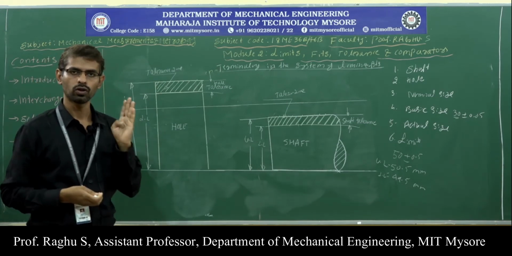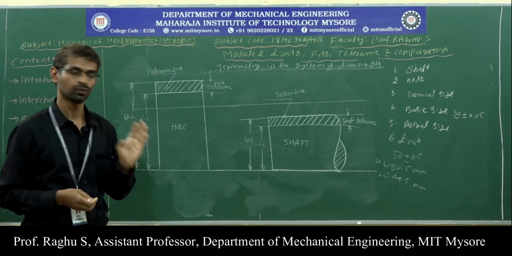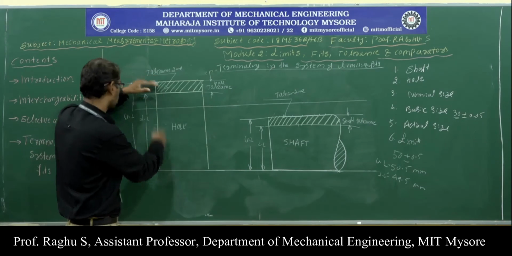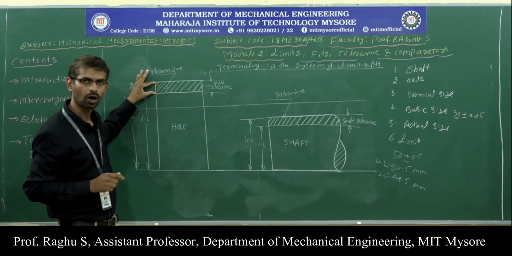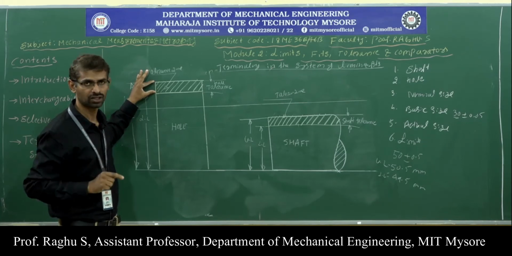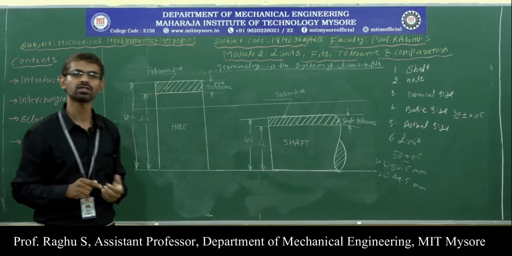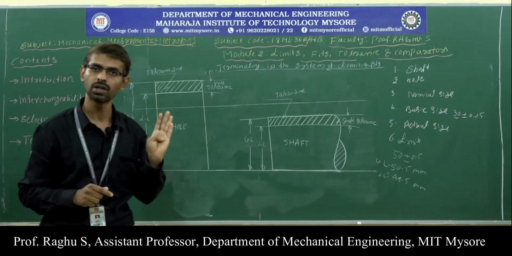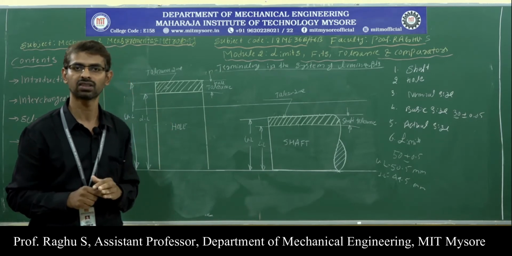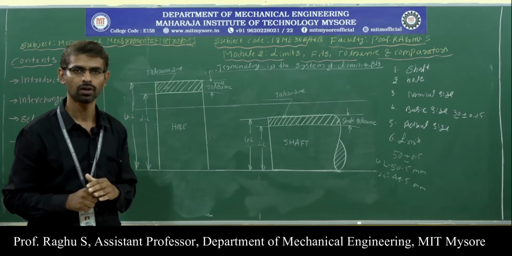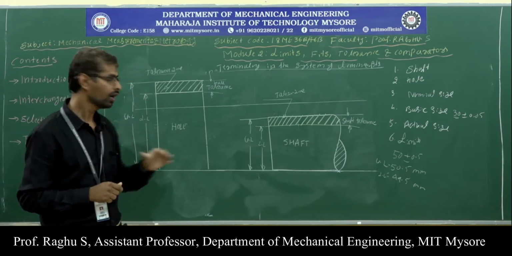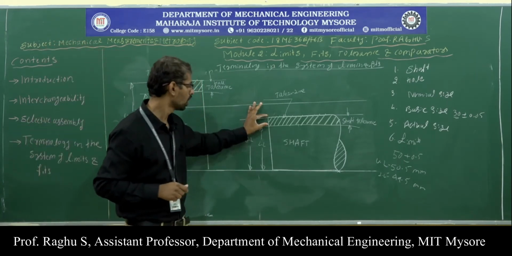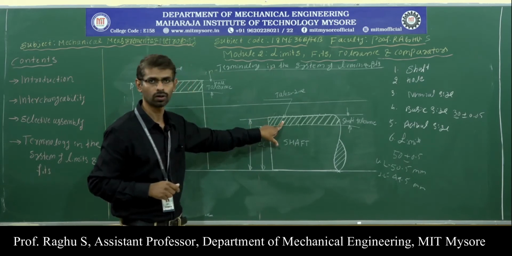So we have discussed what tolerance means. Tolerance is the difference between the upper limit and lower limit, or the allowable variation of size. So why is tolerance given? Already I told you, because of three limitations, it's very difficult to produce the exact size. That's why tolerance is given. Tolerance means the allowable variation of size, or the difference between the upper limit and lower limit. This is called the tolerance zone.